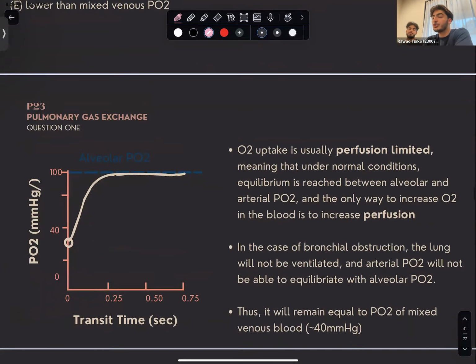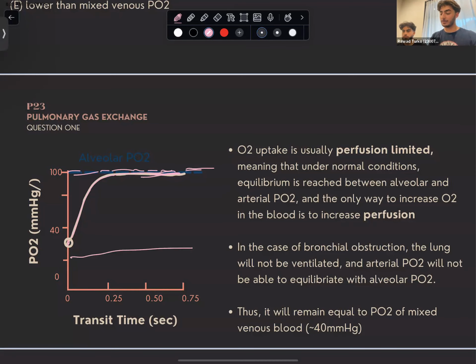So O2 uptake is usually perfusion limited. That means in normal conditions, the only thing that would cause more oxygen to be in the blood is more perfusion, because there's no diffusion limitation, meaning the oxygen has no problem diffusing from the alveolus to the capillary. The thing about perfusion limitation is that the line of PO2 is always touching the alveolar PO2. So this is PO2, and this is your capillary PO2. This is the length of the capillary, by the way.